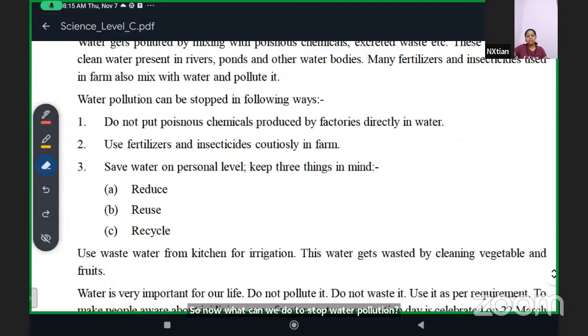They are that we should avoid putting poisonous chemical products by factories directly in water. We should not put the chemical waste of factories in the rivers. They should not be discharged directly into the water bodies. Then the use of fertilizers and insecticides should be done cautiously on the farm, right? They should be used cautiously so that any sort of their waste is not dumped into the water bodies.